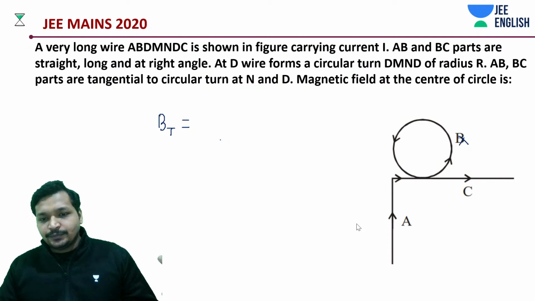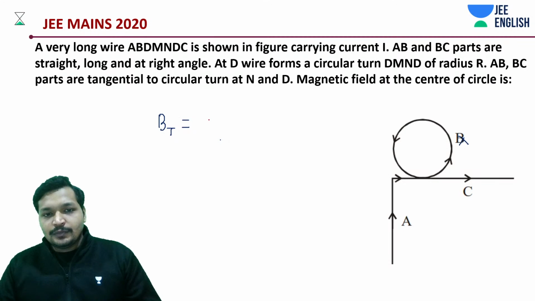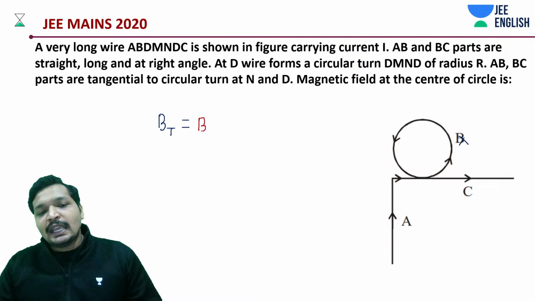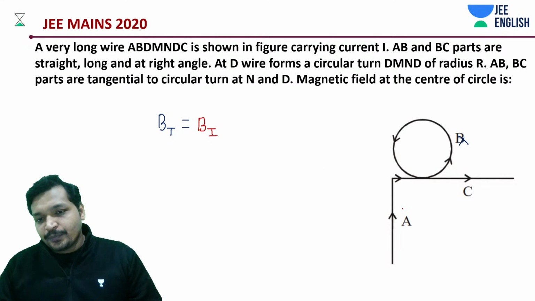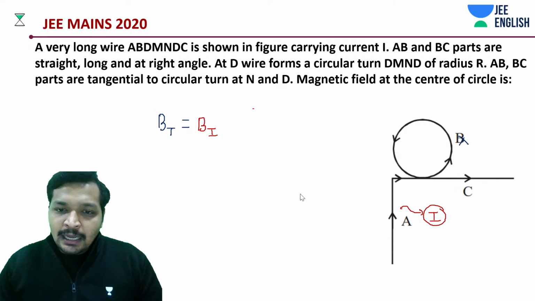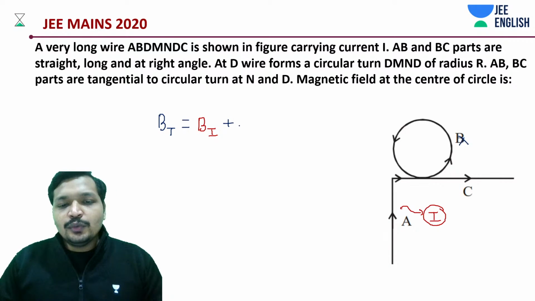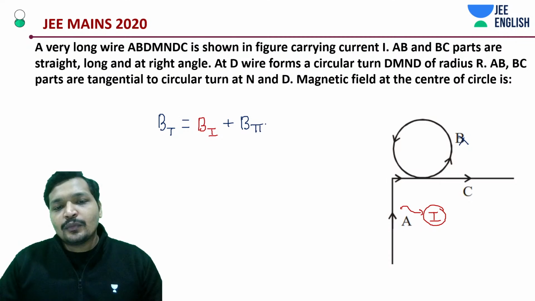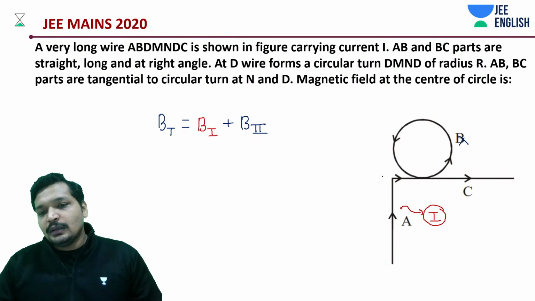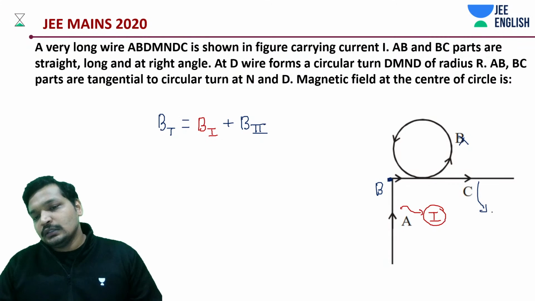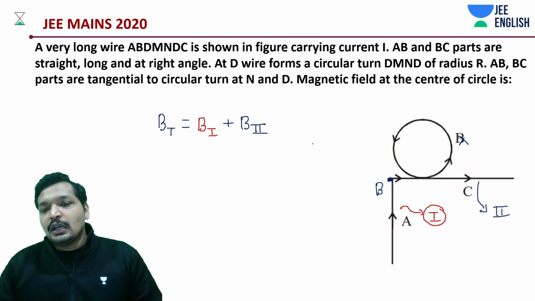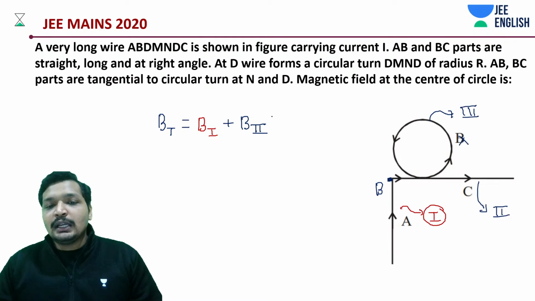B1, okay, due to the AB element, then we have B2 due to this BC element, and then we have this third ring. Okay, blue colors all are outside.